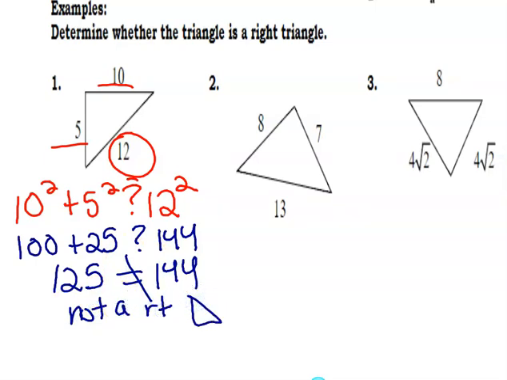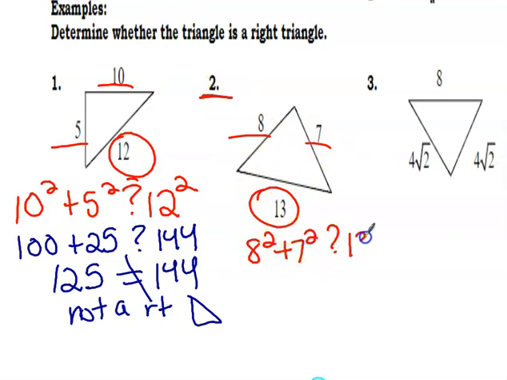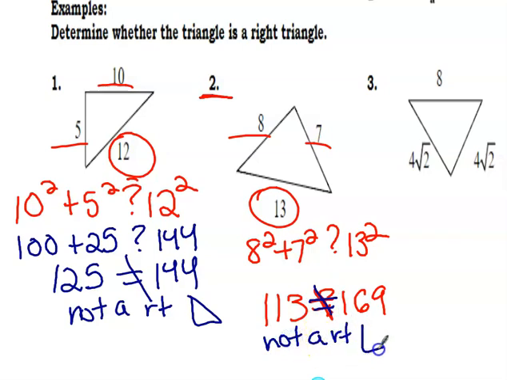Now let's try number 2. 13 is my biggest side, and then A and B. 8 squared plus 7 squared, question mark, 13 squared. Try this out and see what you get. So 113 and 169, those do not equal. That's a no. Again, not a right triangle.